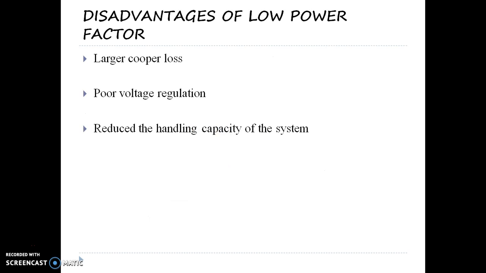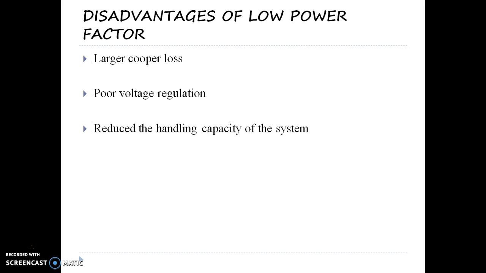Next disadvantage, larger copper loss, because due to the low power factor, the current carrying capacity of the load will be increased. So I square R loss also increases. Next disadvantage, the voltage regulation of the system will be poor due to low power factor. Then the last disadvantage is the handling capacity of the system will be reduced because of the low power factor. These are all the disadvantages of the low power factor.